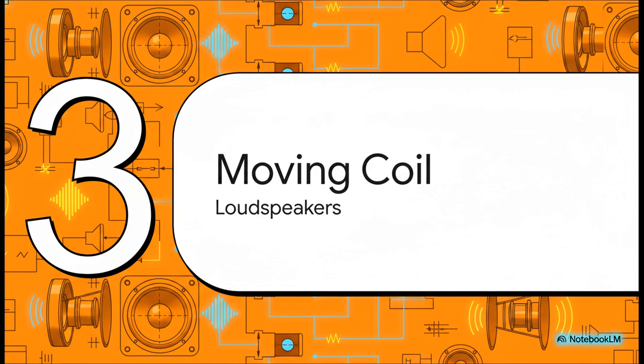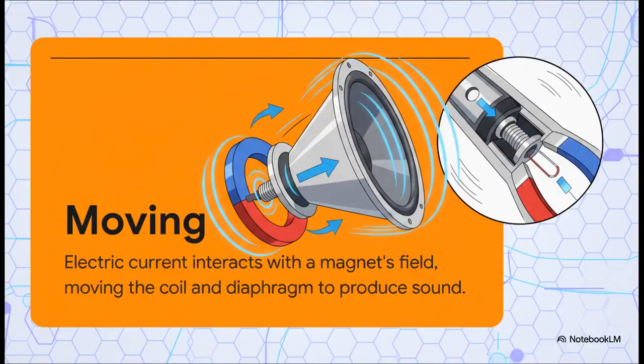Section 3, moving coil loudspeakers. Pay very close attention to the structural details here. Let's read the precise working principle together. It operates just like a motor. Electric current in the voice coil interacts with a permanent magnet's field, causing a force that moves the coil and its attached conical diaphragm to produce sound. I'll give you a few seconds to let those mechanical principles truly absorb.